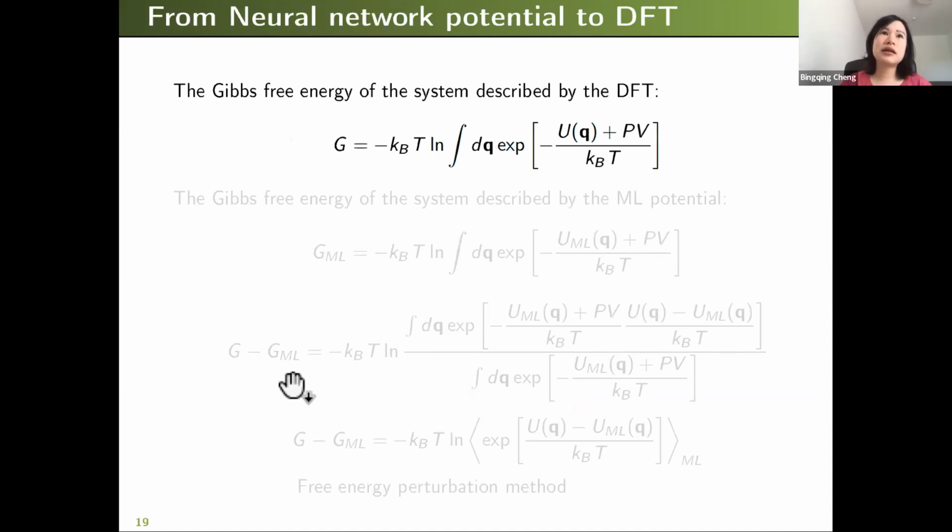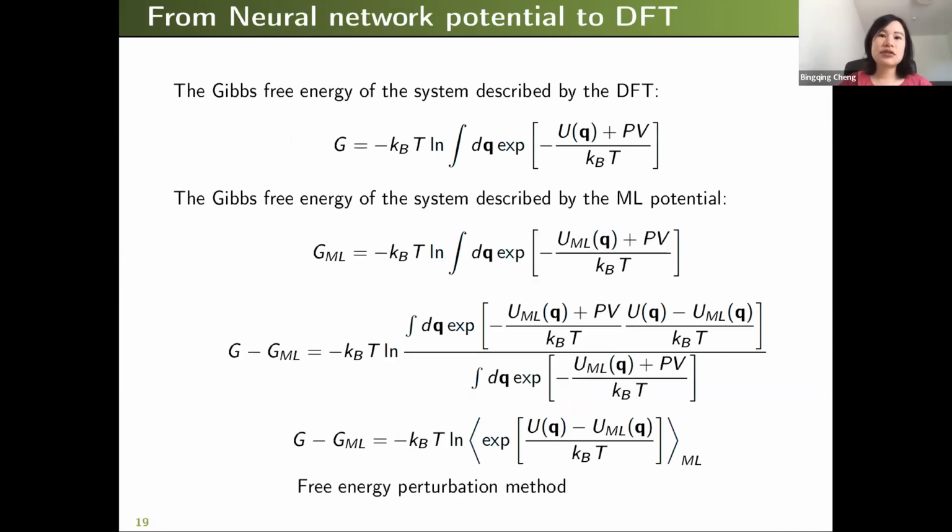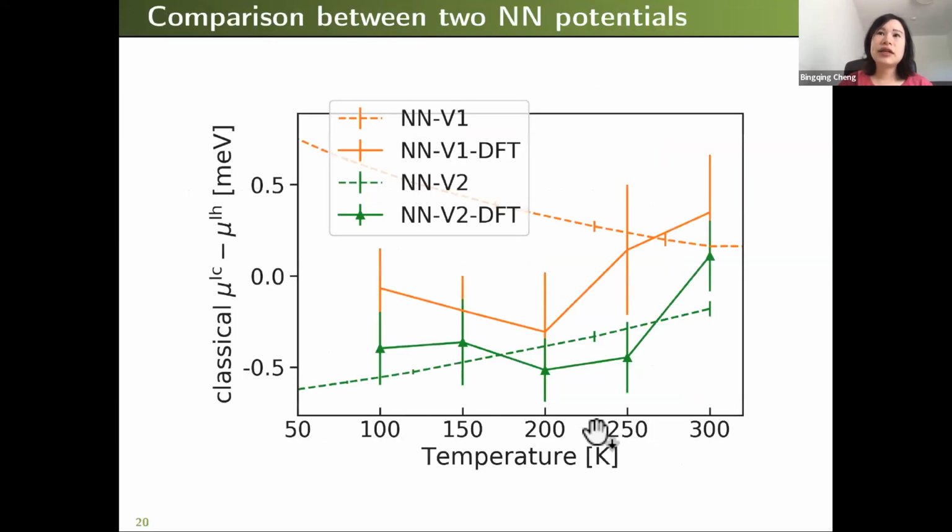And to put this mathematically, this is actually a free energy perturbation approach. So the difference between the Gibbs free energy of the system described by DFT and the one described by the machine learning potential can be written as the average of the exponential of the difference in energy of configurations sampled using the machine learning potential force field. And after we add this correction term on top, we can see we are reaching a statistically converged estimate for this chemical potential difference.